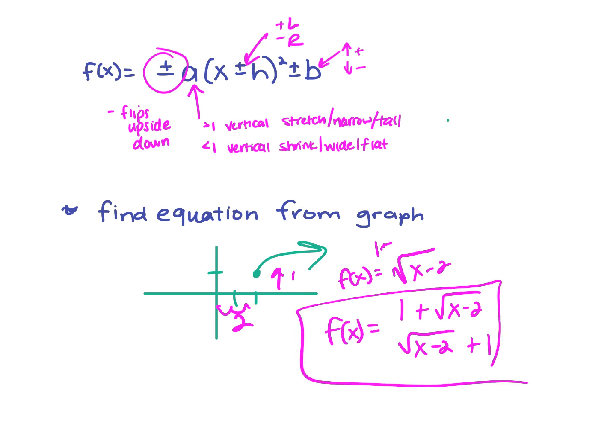I told you yesterday, but I'll say it again. There's no non-grid transformation, so there's not anything you're going to have to try to figure out if it's stretched or shrunk. But there could be a reflection. There could be a shift right or left. It could be up or down.